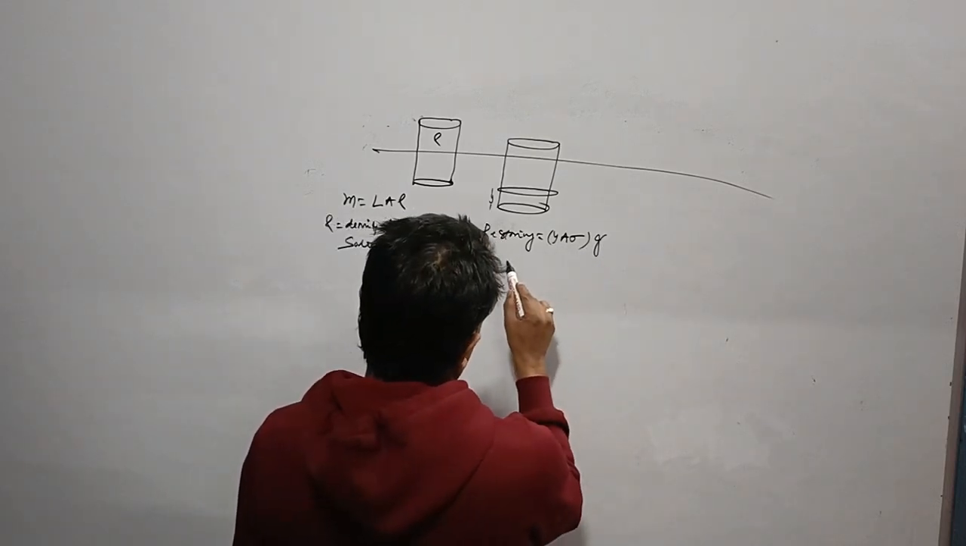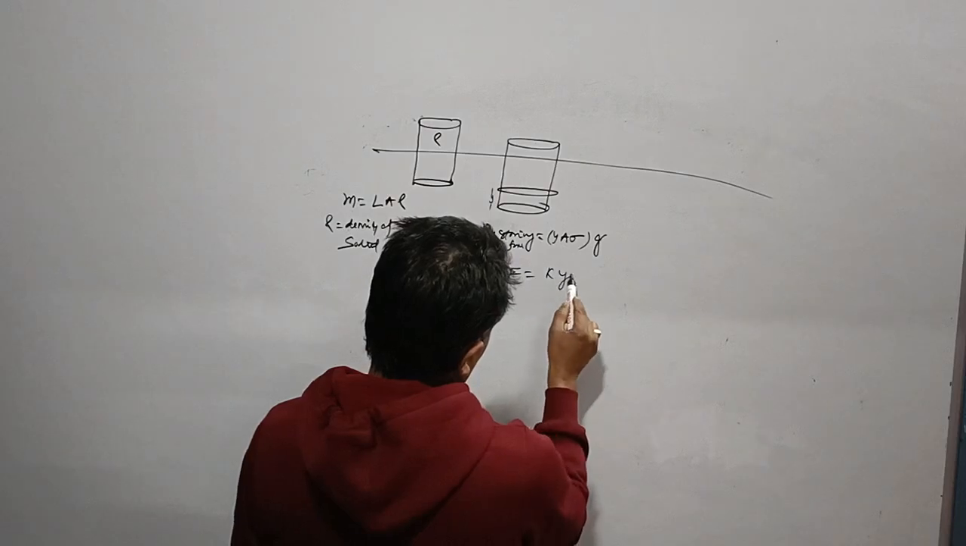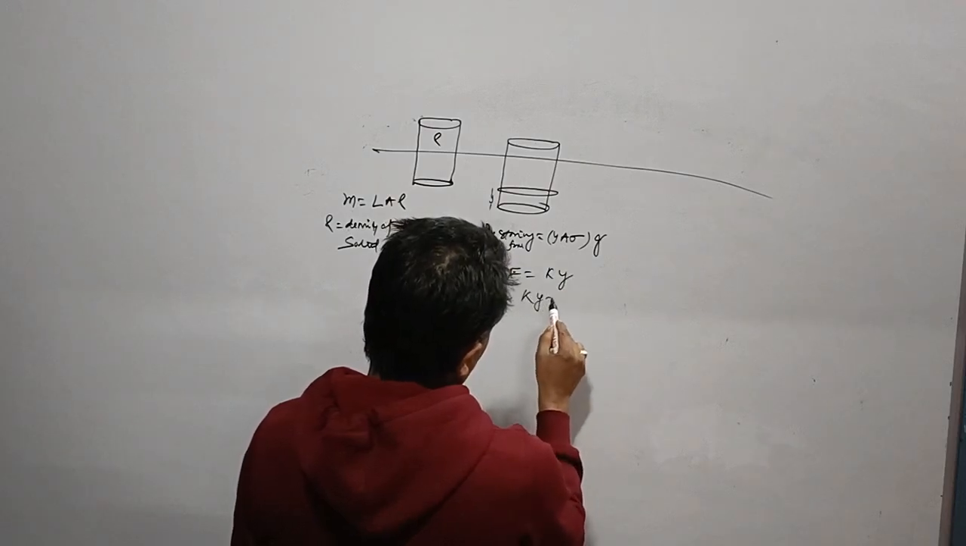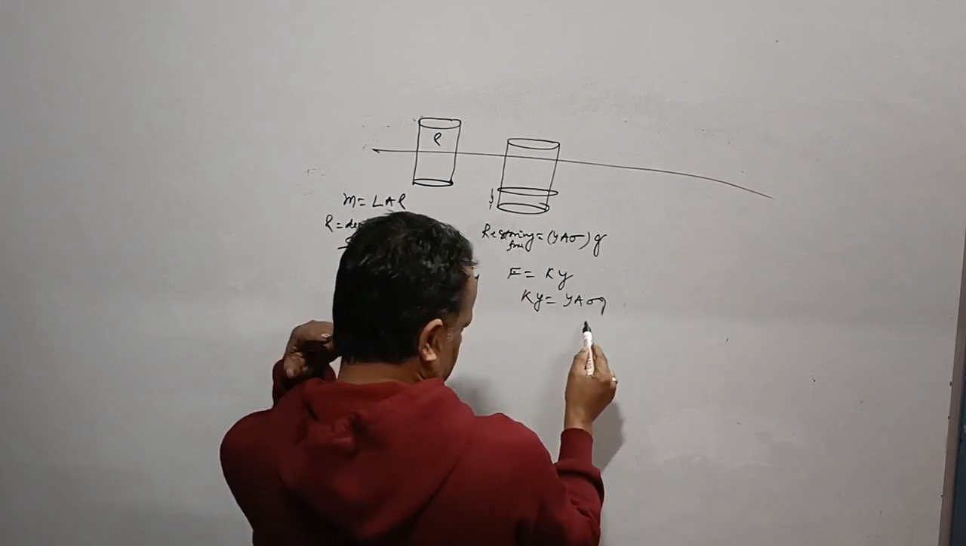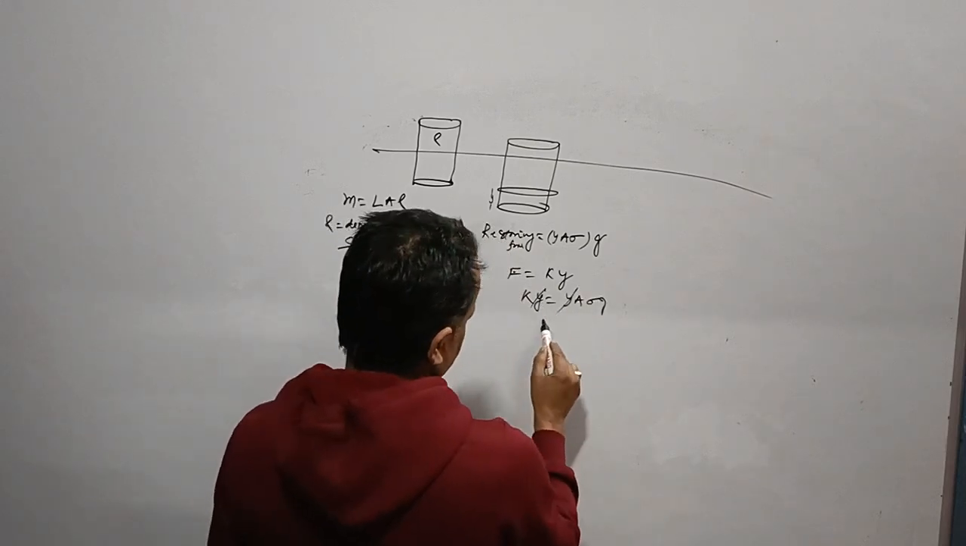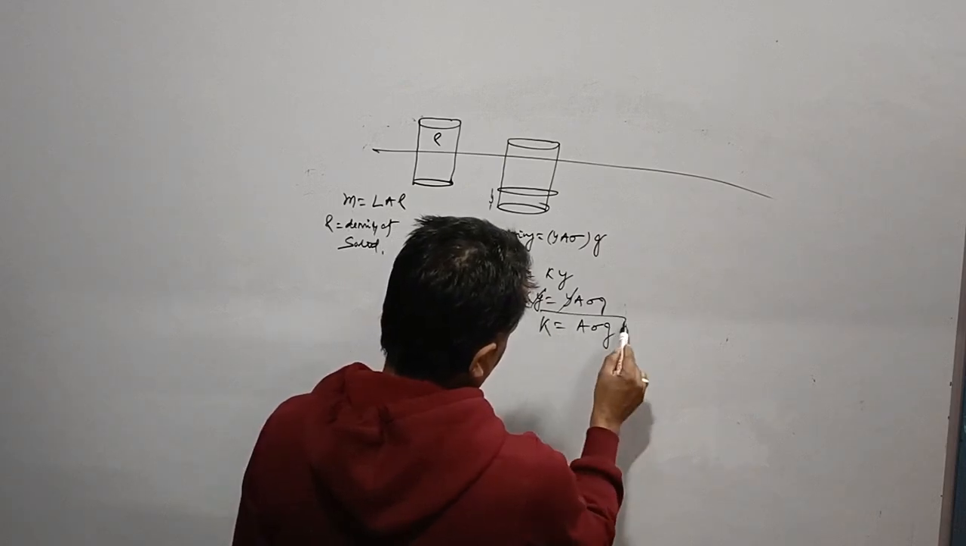We know that restoring force is also equal to K into Y. We equate them. It is coming out to be Y into A into sigma into G. In this case, Y gets cancelled out. K is A into sigma into G.